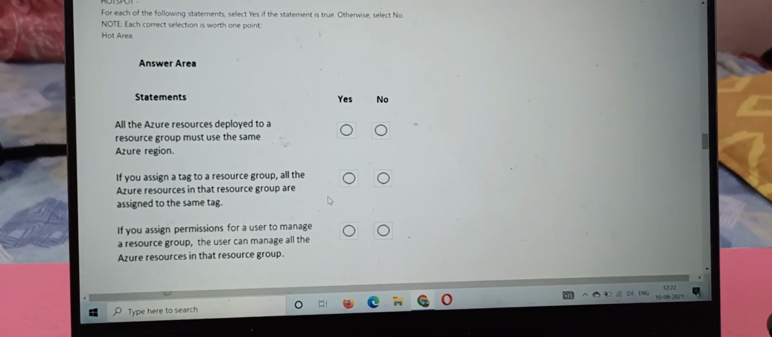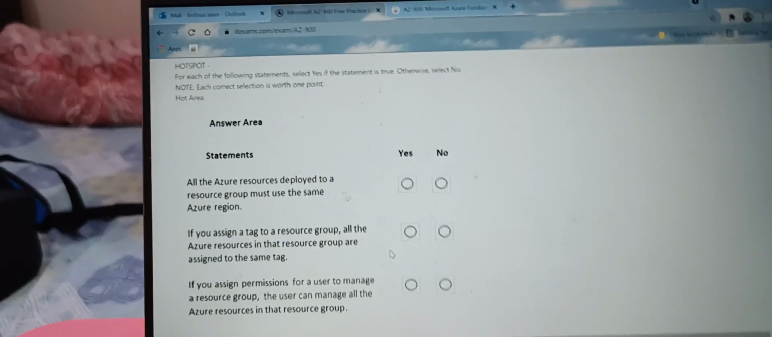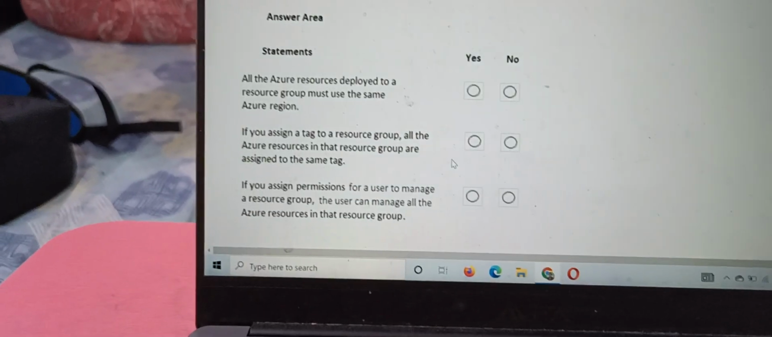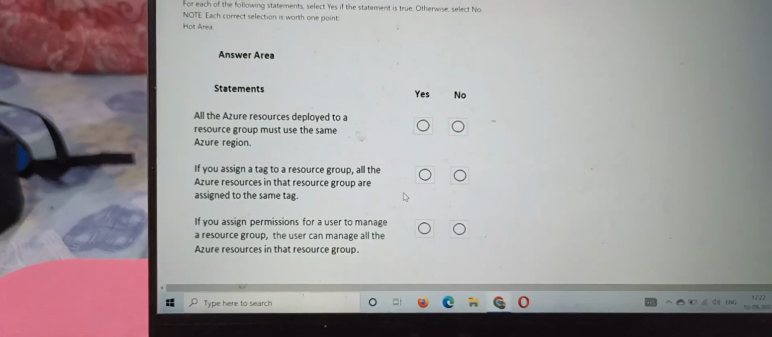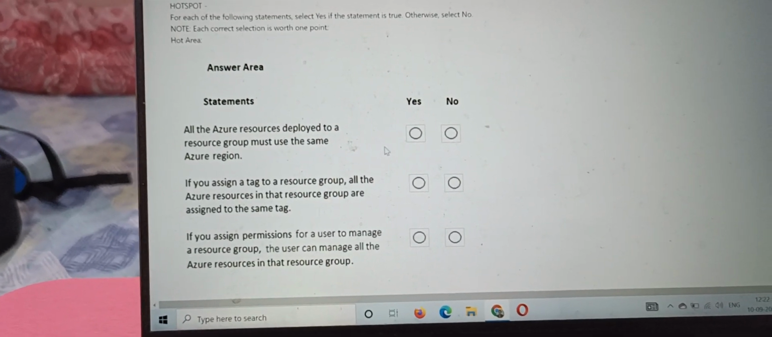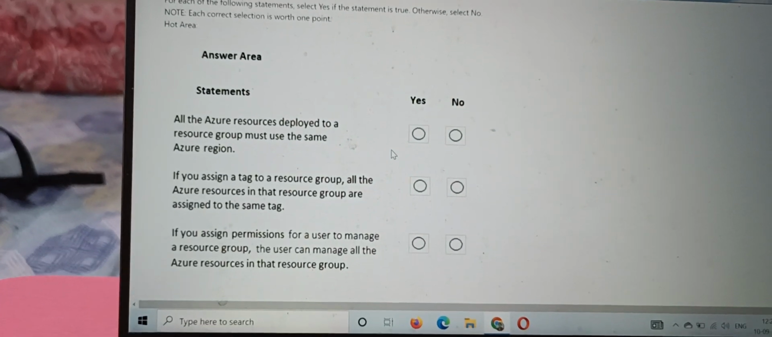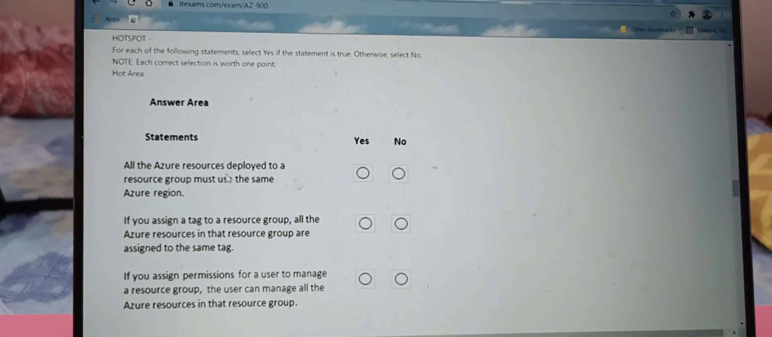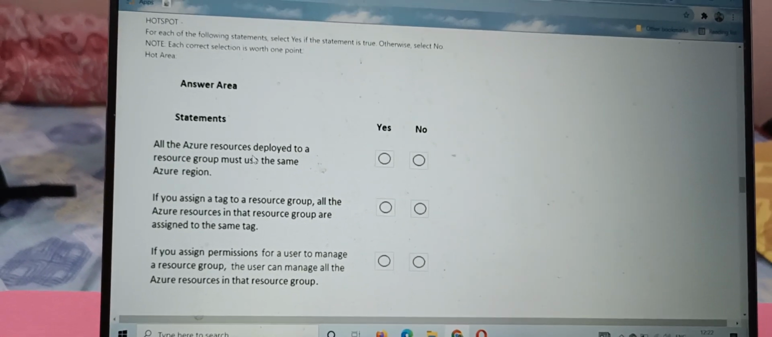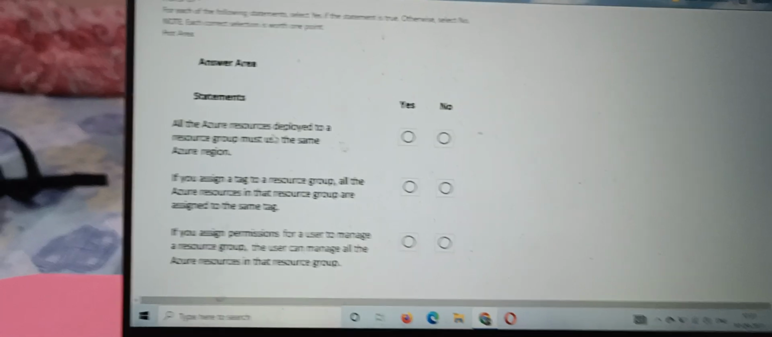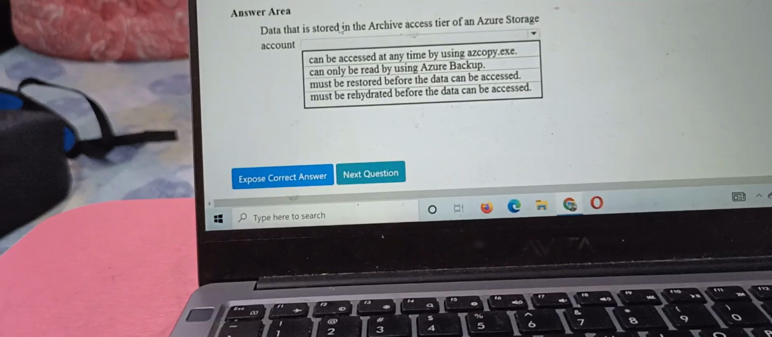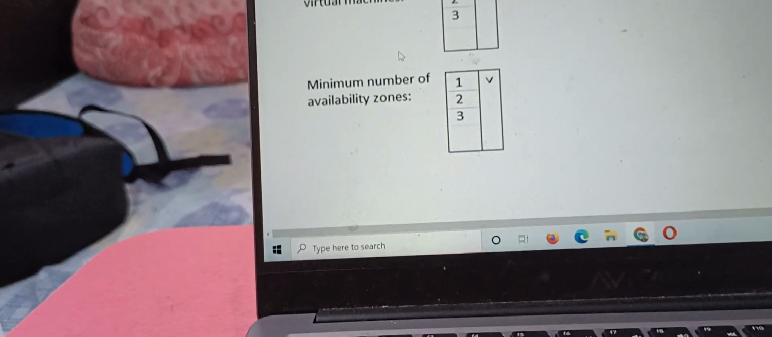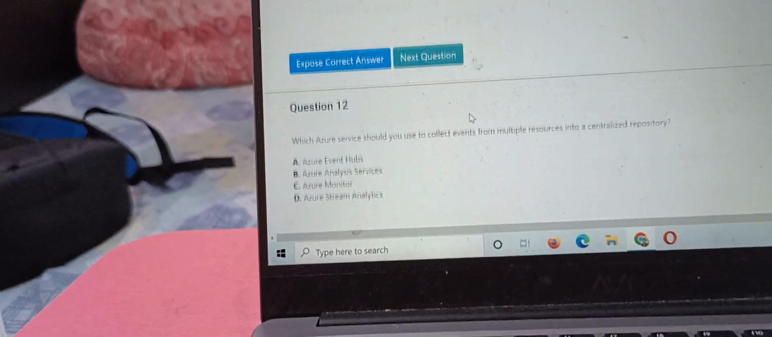I exactly don't know how many total marks there were and how they arrange their marks, but if there is this kind of question where there are multiple yes or no questions, then for each one, suppose out of these three you answer two correct and one wrong, then you will get marks for the two questions. Okay, so similarly this kind of question, where you have to select this.